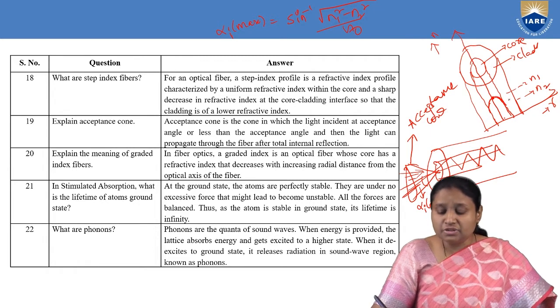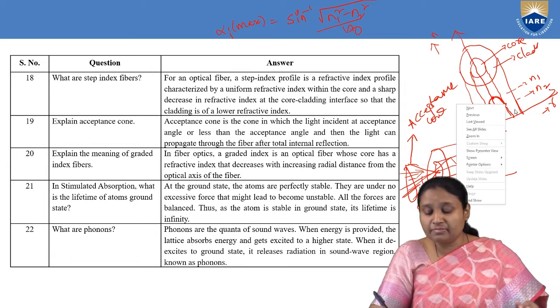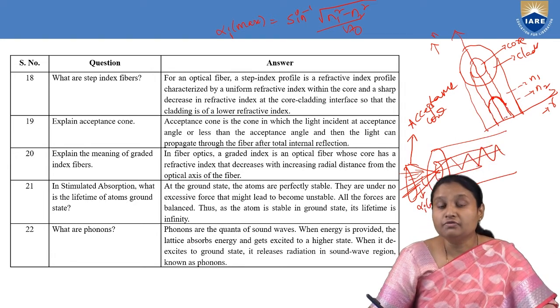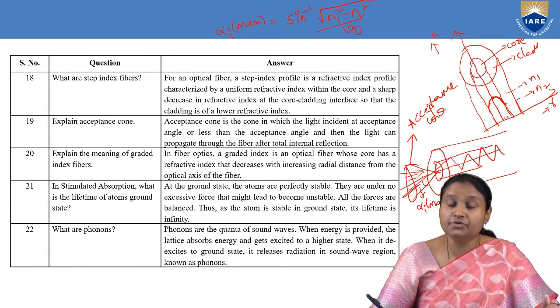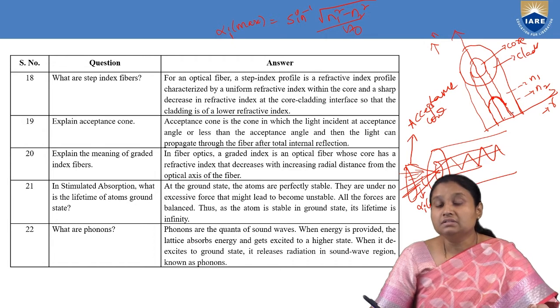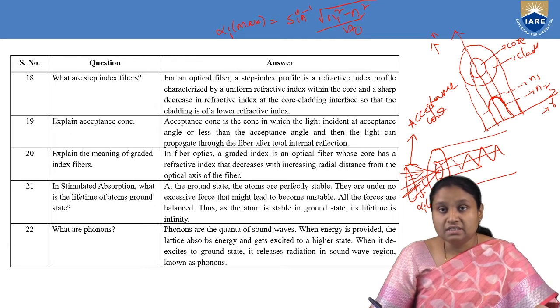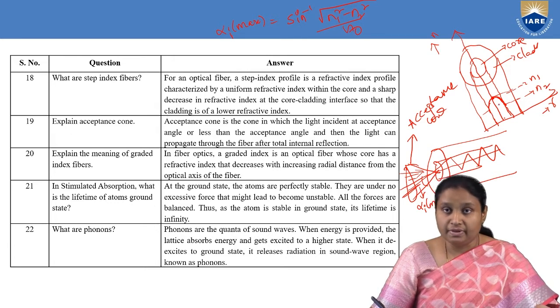And when it comes to the cladding, see, in step index fibers there was an abrupt decrease in the refractive index of the core when it reached the core-cladding interface. But in this case, the refractive index slowly decreases from the center of the core, and gradually when it comes to the core-cladding interface, it becomes equal to the refractive index of the cladding. Here the refractive index changes in a parabolic manner, and in such a case it is called a graded index fiber.